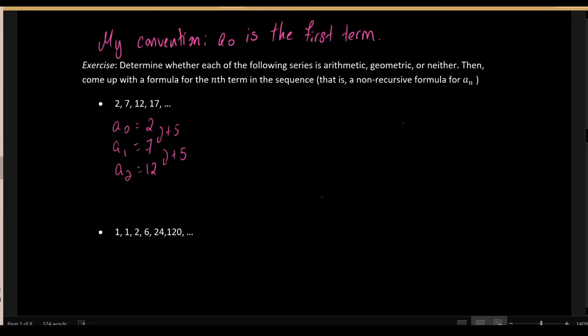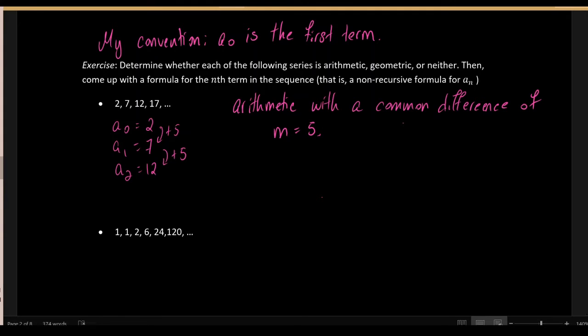So this sequence is arithmetic with a common difference, or a slope if you prefer, of m equals 5. So now we have m equals 5, which is basically the slope. We have 2, which is the first number in the sequence. And so the formula can be found by taking m, 5, multiplying it by whatever n you're working with, and adding the first number in the sequence.